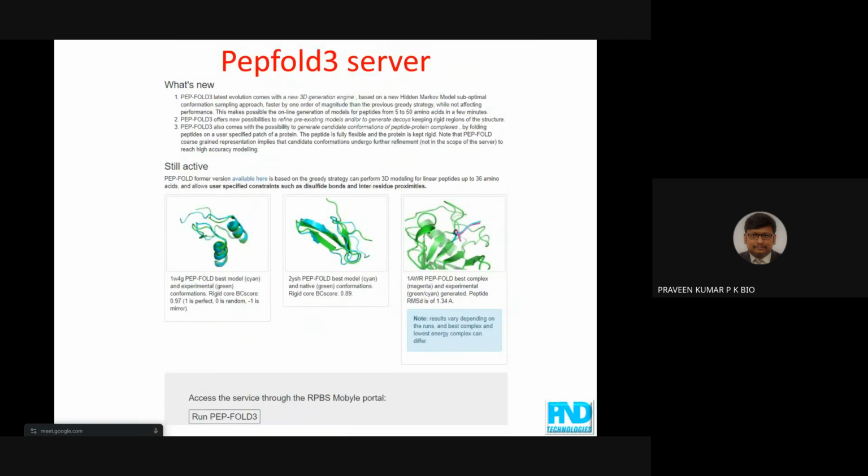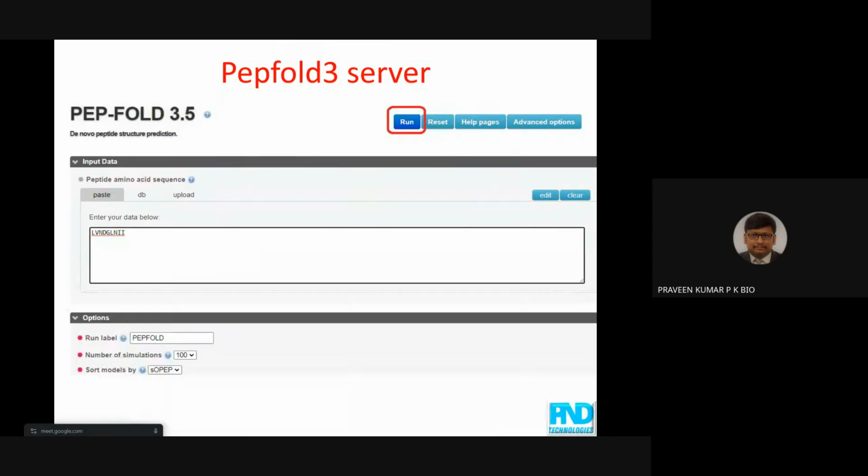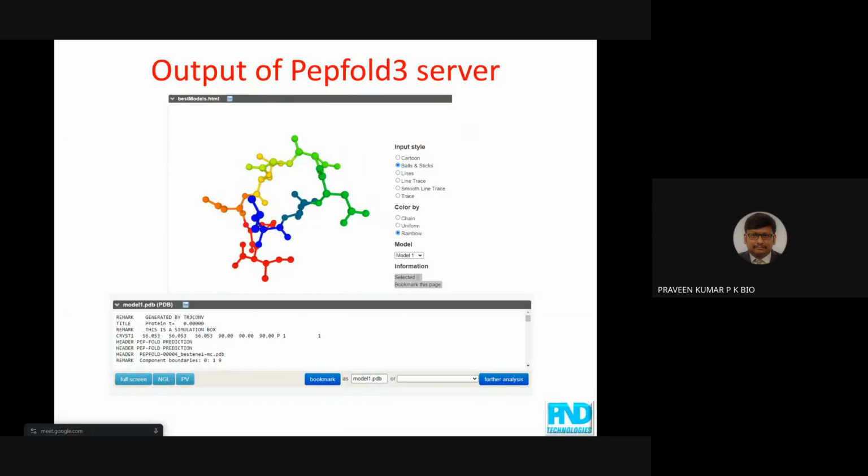We also have an online tool called PepFold 3. This is used for building peptides. You simply feed the amino acid sequence, and if you click run, we will get this kind of 3D structure of the peptide. To download this, we can go to model1.pdb. This is the option. If you click this, we can download the PDB of the peptide.